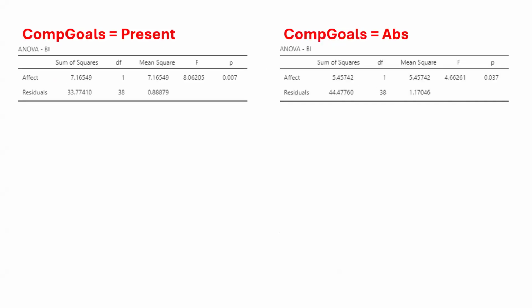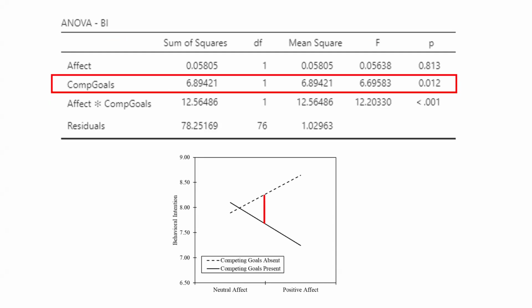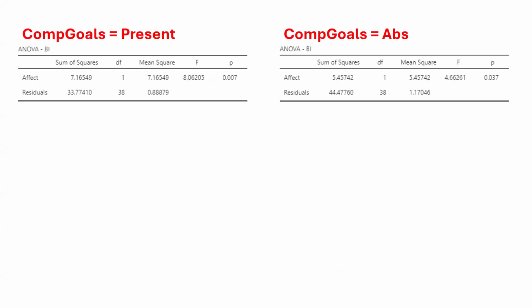Here I'm splitting. So I have the effect of affect where competing goals are present, and I have the effect of affect where competing goals are absent. So if I go back a slide or two, where I can see this figure, it's looking at the effect of affect going along the x only within the dashed line and then only within the solid line. So let's go to Jamovi and see how we did this.